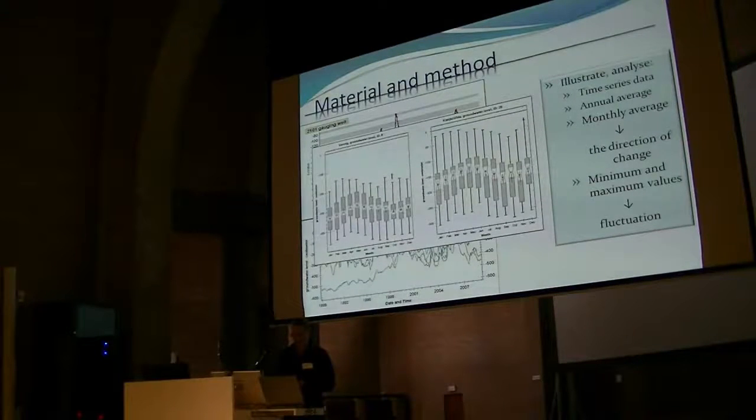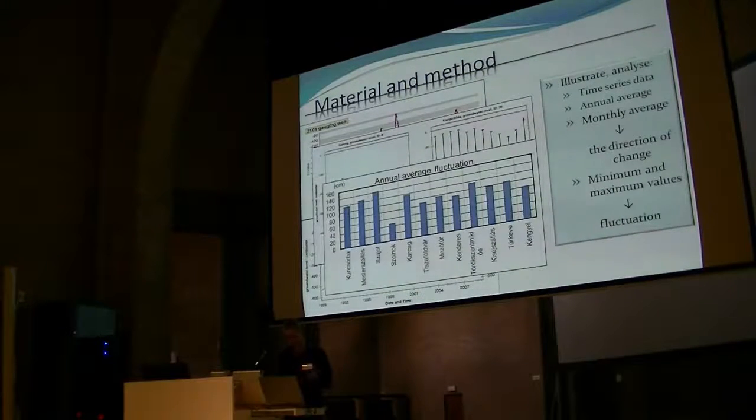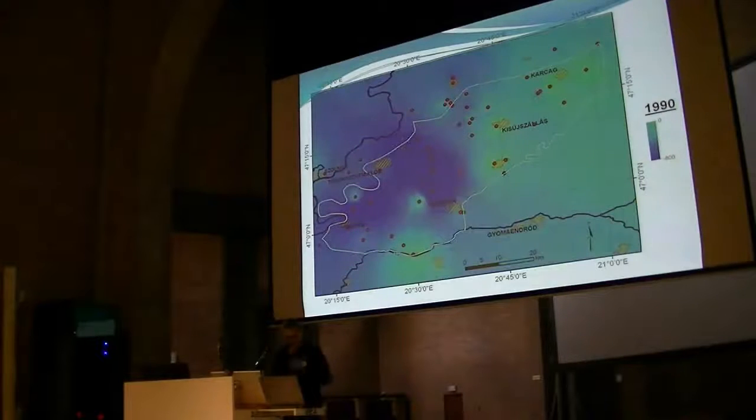And of course, from these parameters we can draw conclusions for the direction of the groundwater flow. And of course, we analyze the minimum and maximum values to check the fluctuation, the short period fluctuation and the long period fluctuation also. And now we see a few interpolated maps about the groundwater level changing.